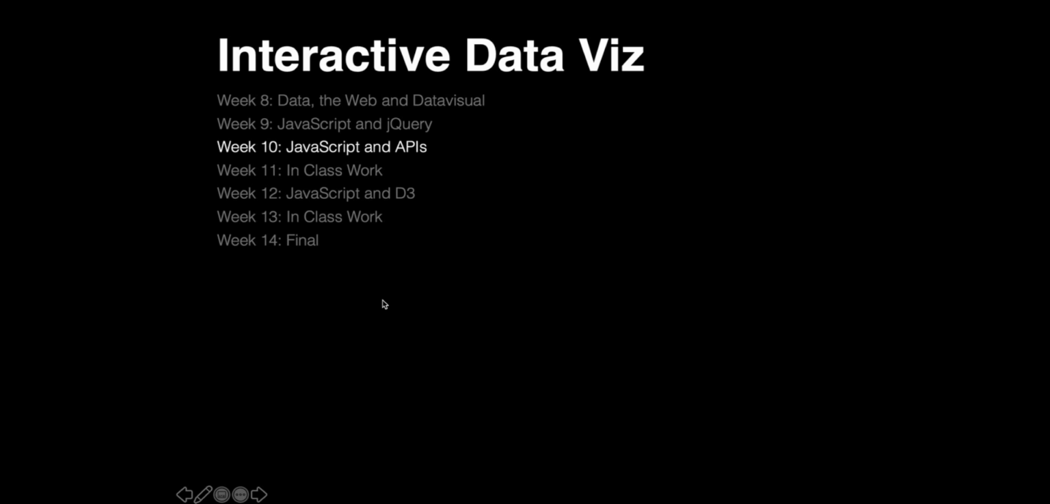So this week we are going to be covering JavaScript and APIs. Last week we went over the basics of JavaScript and jQuery. This week we're going to take what we learned and apply mostly jQuery to this lesson. So we're going to basically use APIs, which stands for Application Programming Interfaces, to take live data from other third-party vendors like weather data, social media data, etc.